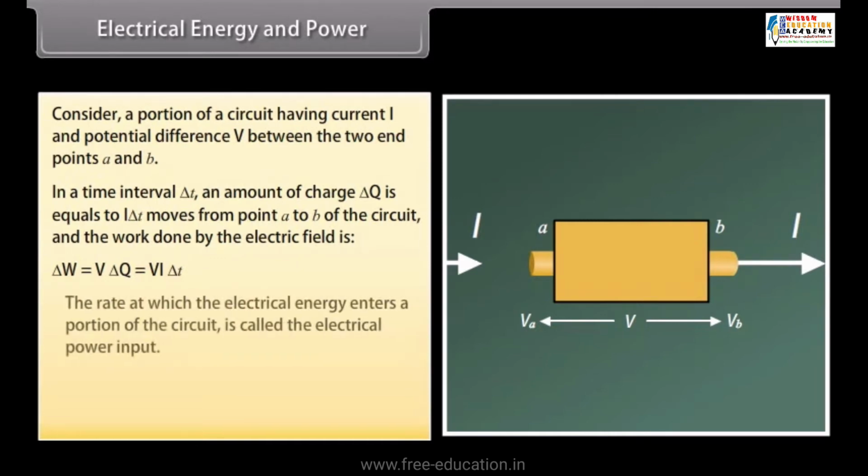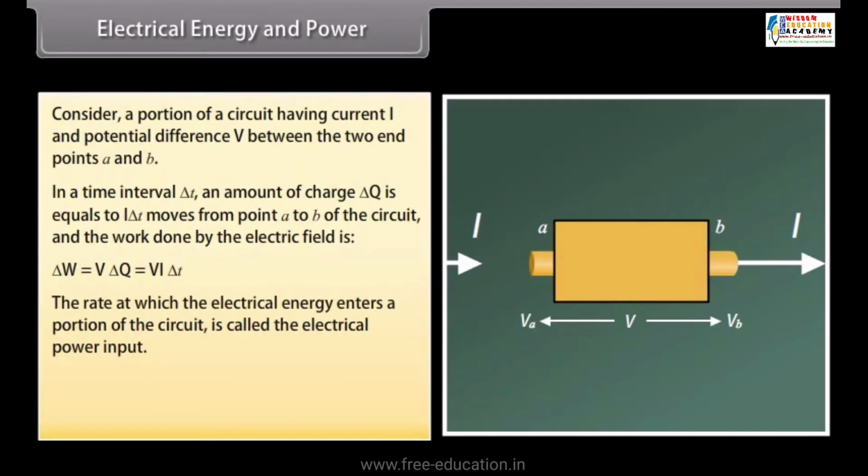The rate at which the electrical energy enters a portion of the circuit is called the electrical power input. P is equal to VI. The SI unit of power is the watt, W.